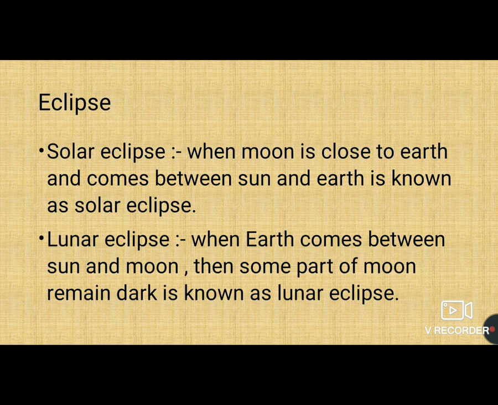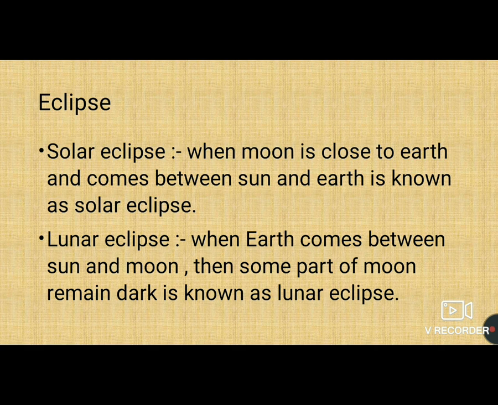When the moon comes between earth and sun, or when earth comes between moon and sun, the eclipse happens. There are two types of eclipse: solar eclipse and lunar eclipse. In simple words, when the moon is close to earth and comes between sun and earth, at that time a solar eclipse occurs. You can see this in your textbook, page number 56, picture number 9.13, that sun and earth, and in between there is the moon, and the dark part is known as eclipse.